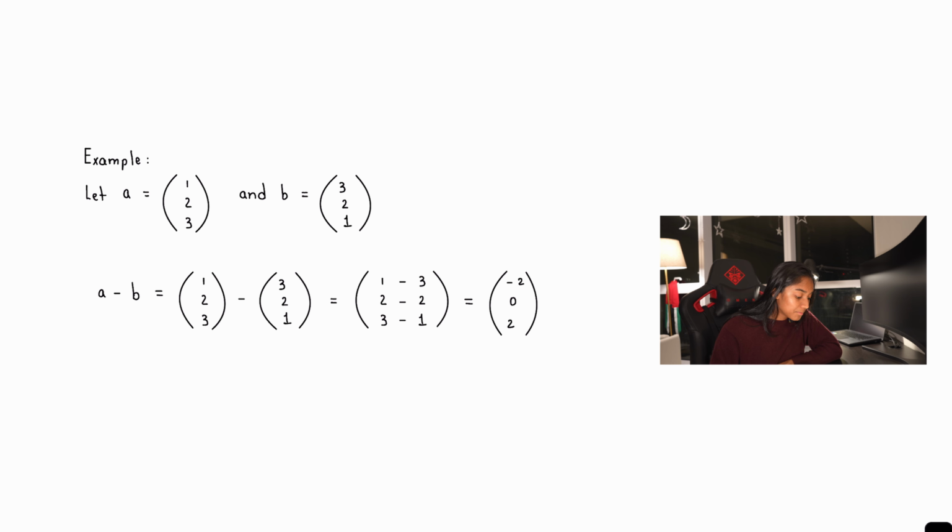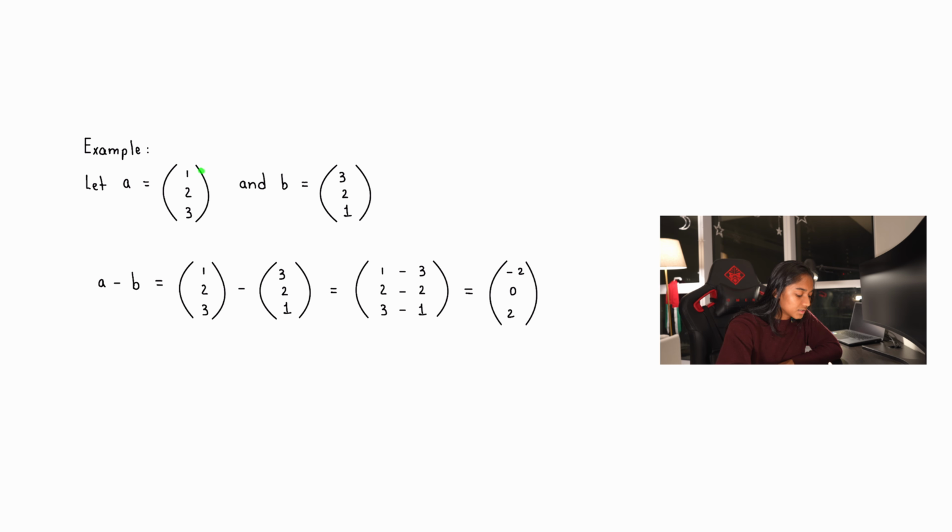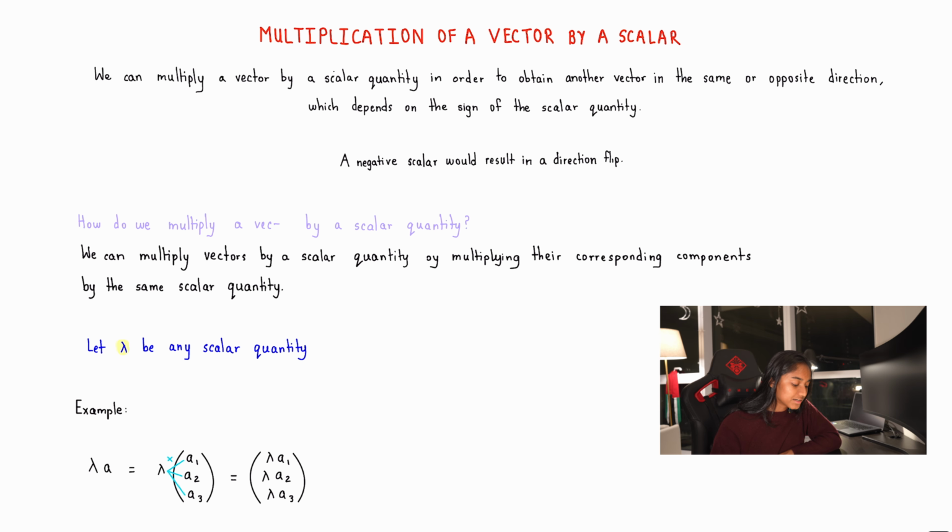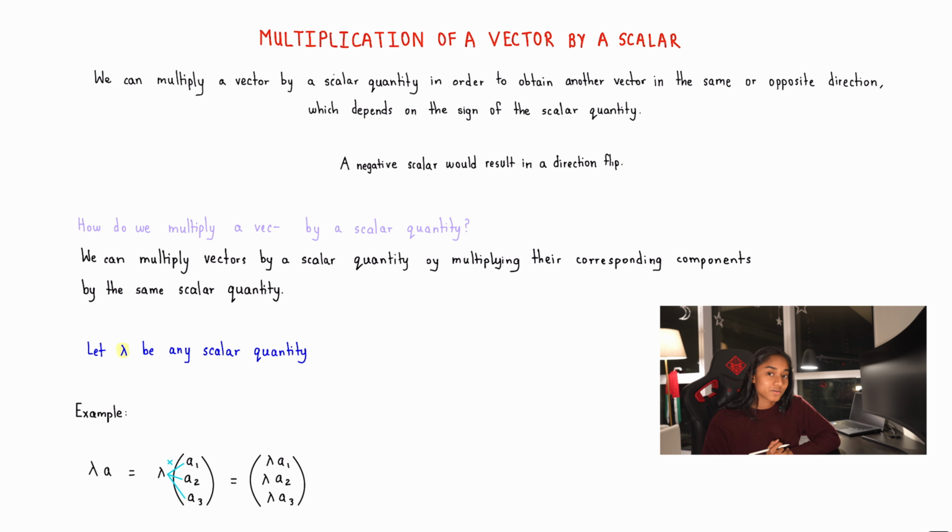Now let's look at an example. We have A as 1, 2, 3, B is 3, 2, 1. The only thing you need to be mindful of is the signs. And of course, we're going to have 1 minus 3 is minus 2. 2 minus 2 is 0. And 3 minus 1 is 2. Okay? And if we wanted to write this in the unit form, we can have minus 2i. We do not have a j, so we just leave that out, and we have plus 2k. And that's the answer.